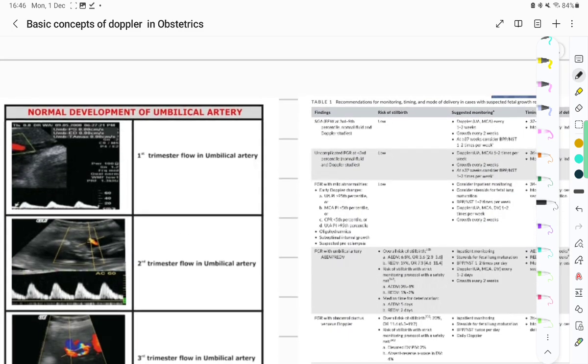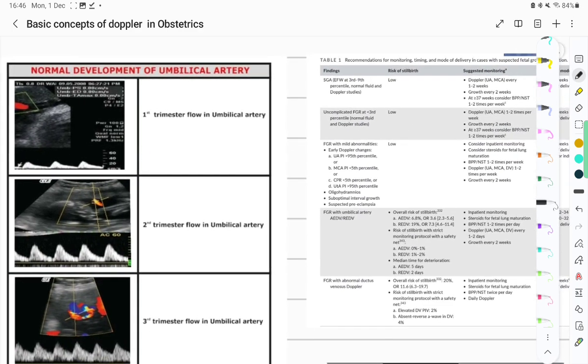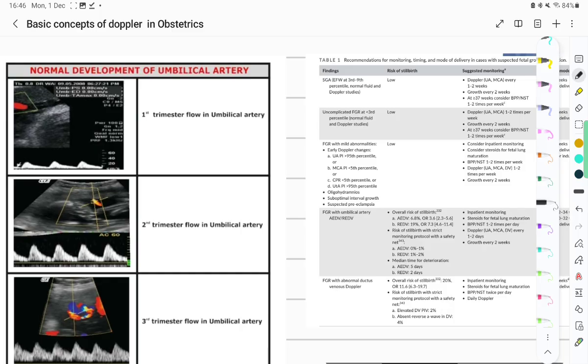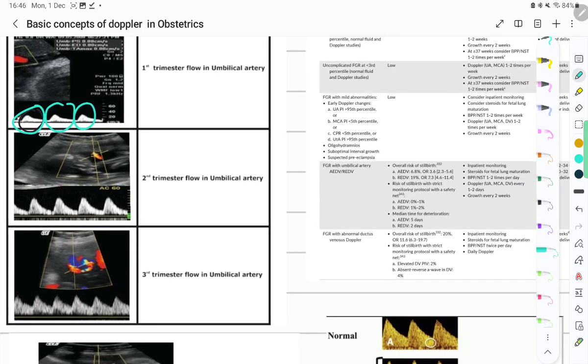Okay, next coming to the umbilical artery. Before, in the first trimester, there is less blood flow in the umbilical artery, so the amplitude will be less. But in the second trimester and in the third trimester, there is increased diastolic flow. Diastolic flow is increased.